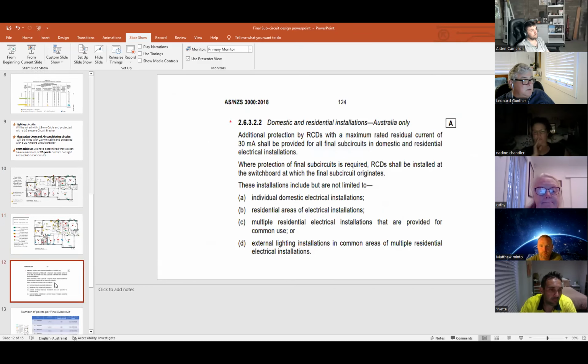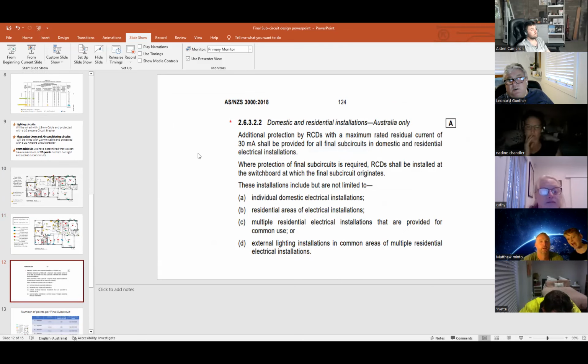Okay, all good. So this is just another rule. That's just saying that nowadays we have to have RCDs or safety switches on all domestic installations and residential installations. That's to save people's lives. That's on everything, including our power, our ovens, cooktops, air conditioning, everything. Okay. So everybody understands that.